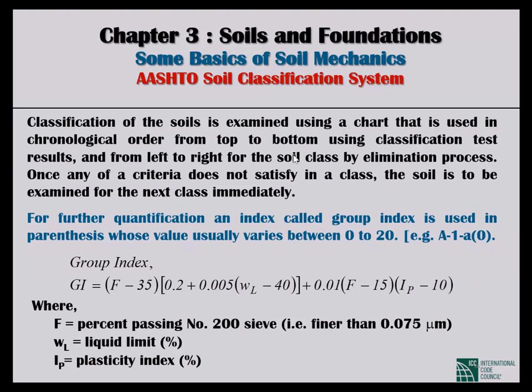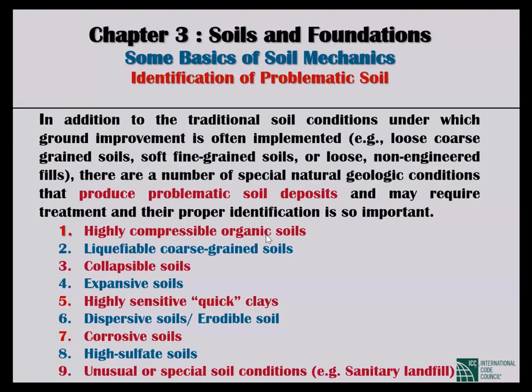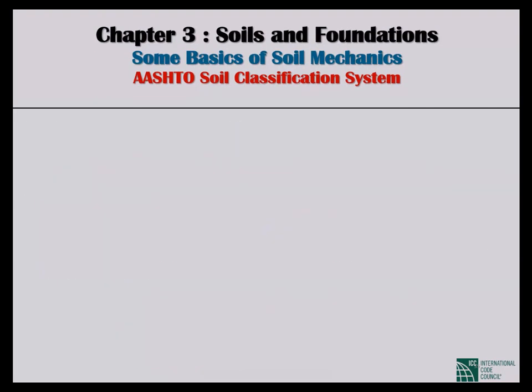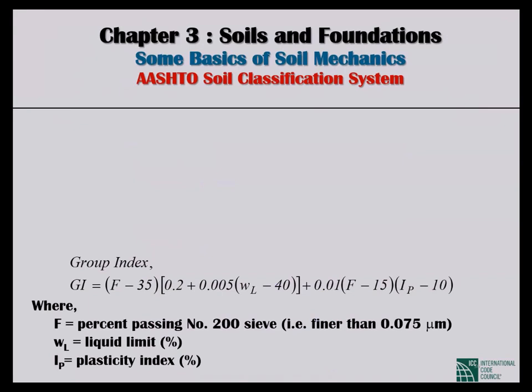So in the AASHTO soil classification system, we use another index. We call it group index. Could you get my point? The group index formula is like this. The lesser the value of group index, the better is the soil for subgrade construction. So this is for highway engineers. I'm not actually getting into details. In the AASHTO soil classification system, you could also use a chart over there. If you use a chart, you can actually get this classification. It is like this.